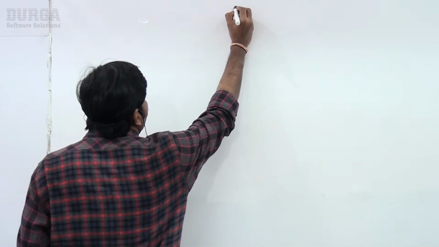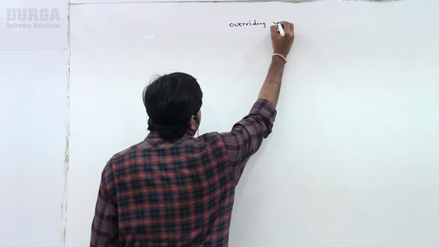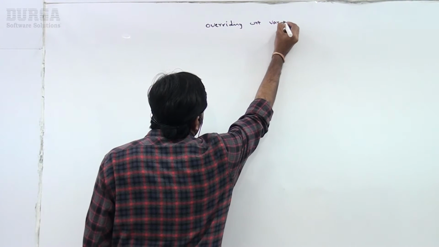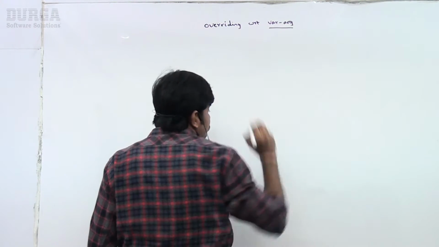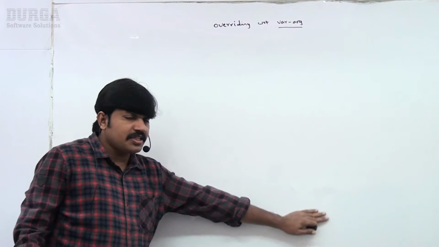Sir, in the last videos we covered what is overriding and what are the various rules related to overriding. Now the next rule: overriding with respect to var-arg methods. Are you getting what the topic name is? Overriding with respect to var-arg methods, right? So now just take a bit of special care.